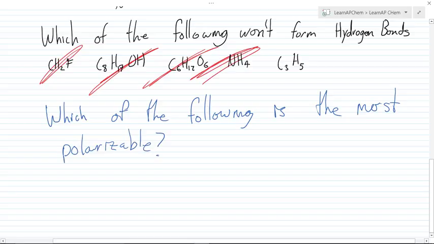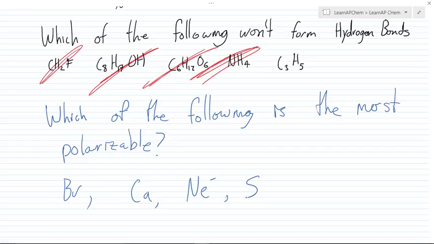Which of the following is the most polarizable? Br, Na, I'm sorry, Ca, Ne minus, ooh, and S. Alright, so let me know what you guys think, and I'll give you the answer in just a second.